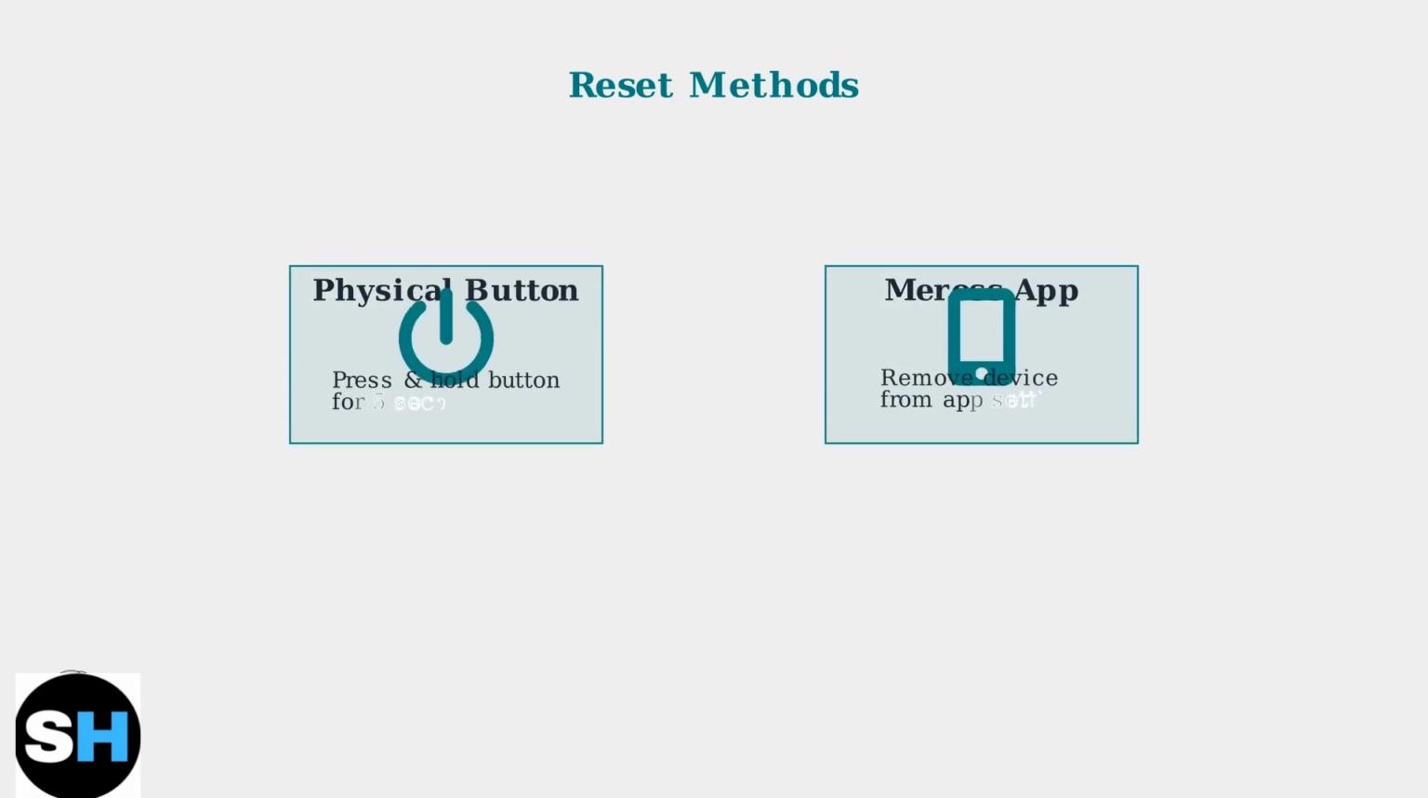There are two primary methods to reset your Meross Smart Plug. We'll cover both the physical button method and the app-based method. The first method uses the physical button on the Smart Plug itself, while the second method uses the Meross mobile app to reset the device remotely. Let's start with the physical button method.